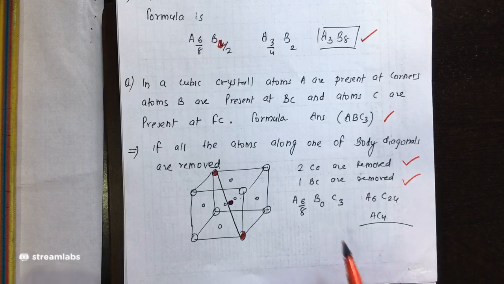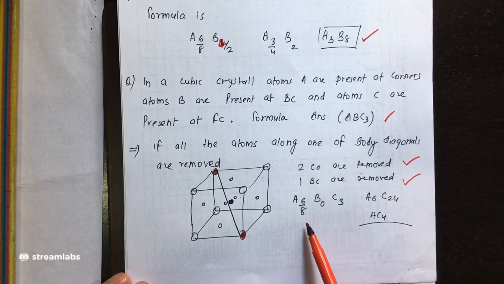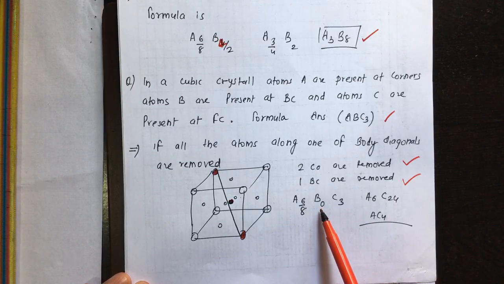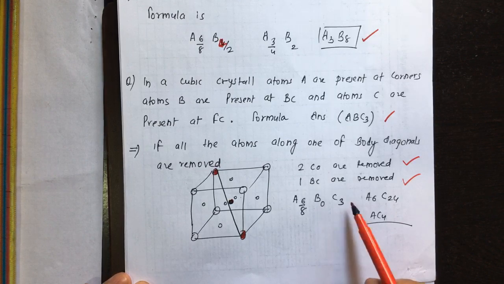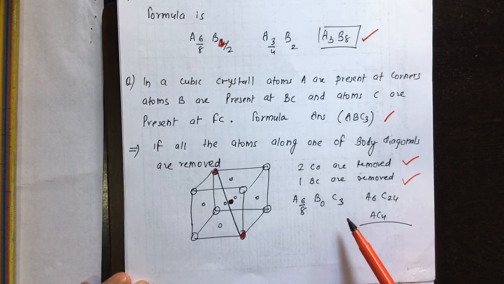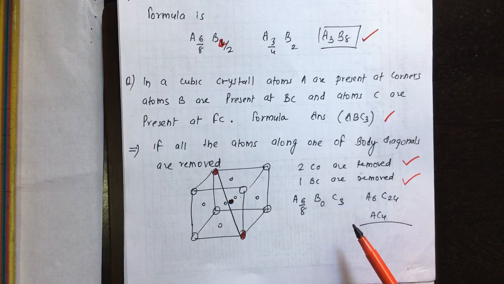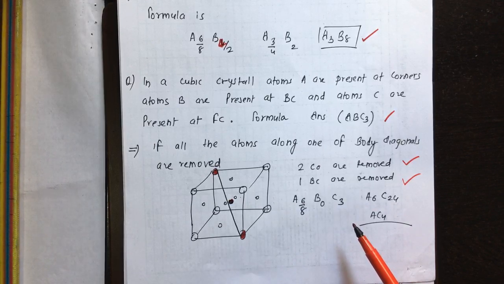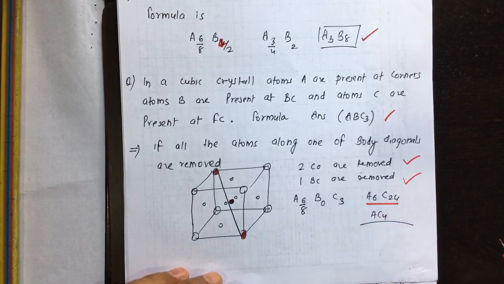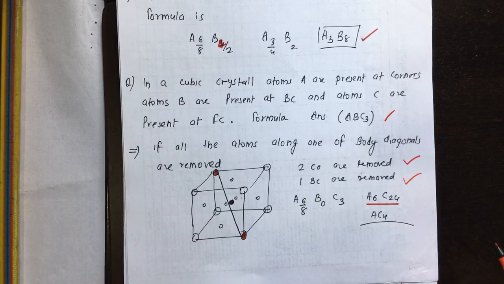So corners removed means 6 by 8. Body center removed means 0, because there is no atom at the body, and the face centers will remain as such, no problem about it. 6 by 2 is equal to 3. Okay, so this becomes A6, C24 as the formula of the crystalline solid.